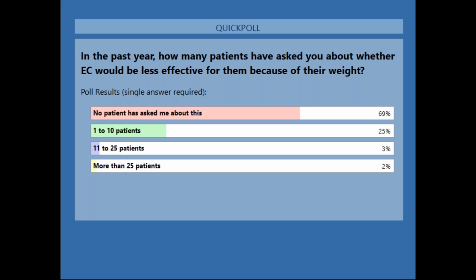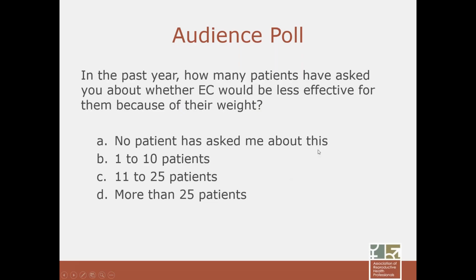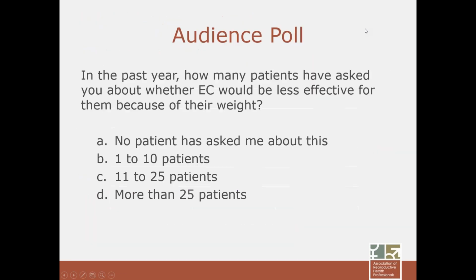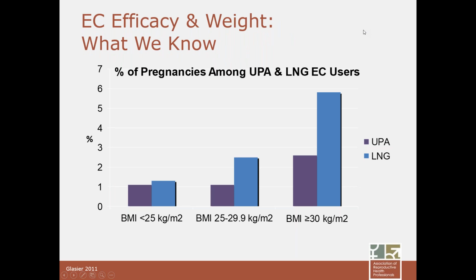So next, let's talk a little bit about what we actually know when it comes to weight and the efficacy of emergency contraception. So this slide shows what we already know about increasing BMI and weight and the efficacy of both Ulipristal and Levonorgestrel. And this chart shows that there may be a reduction, and a fairly rapid decrease, especially with Levonorgestrel, in efficacy with increasing BMI. And this really raised a lot of concerns.